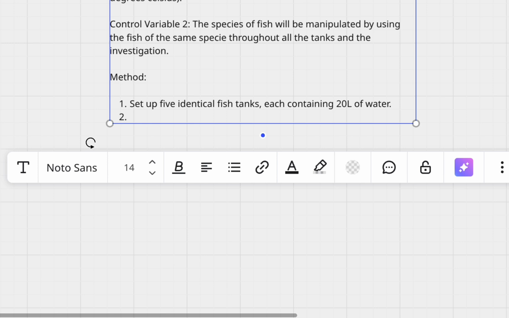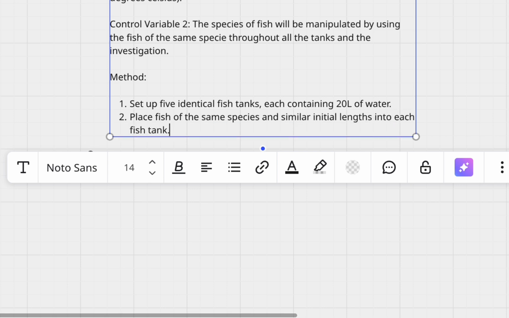And next, the second step is going to be place fish of the same species and similar initial lengths into each fish tank. So we're going to place fish of the same species and similar initial lengths into each of these fish tanks.